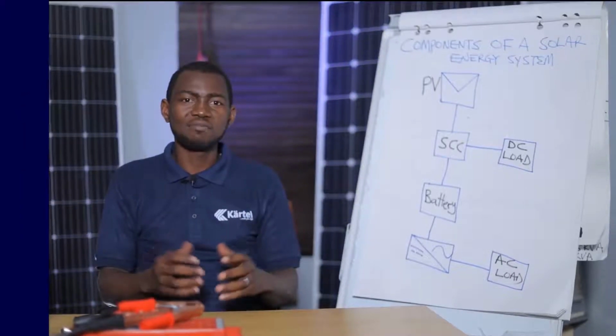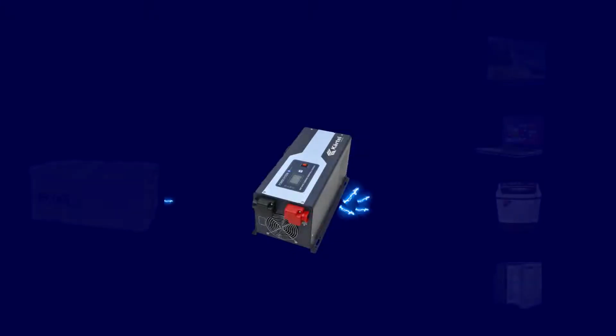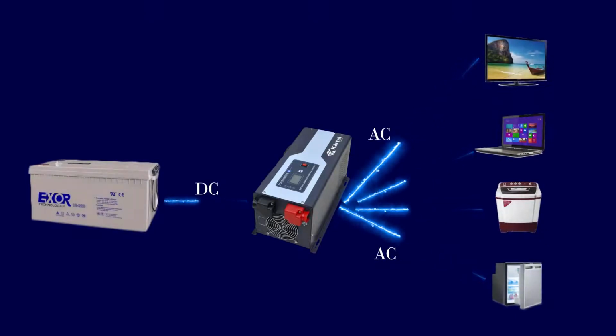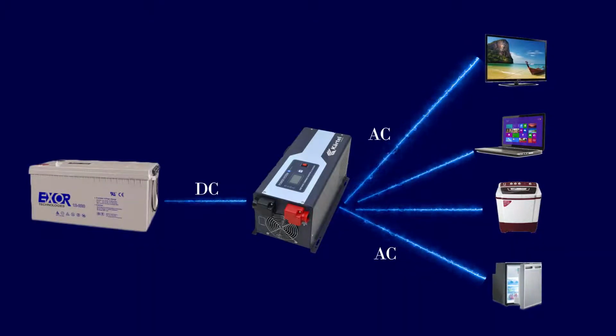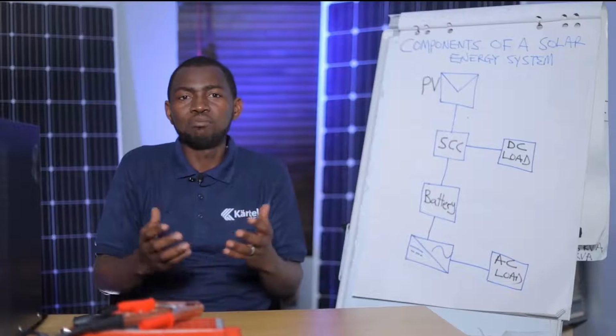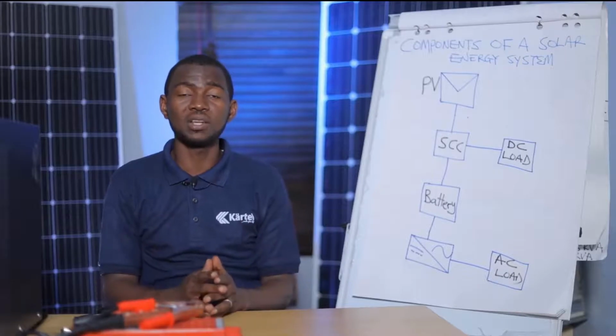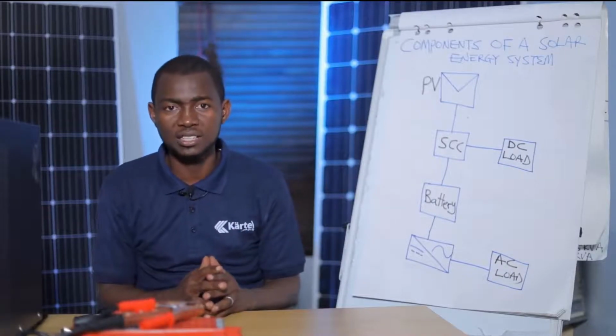5. The inverter. The inverter is a device that converts the DC energy in the battery into AC energy for use. The inverter can be a 3-phase inverter or a single-phase inverter. It depends on the application at which we're using it.